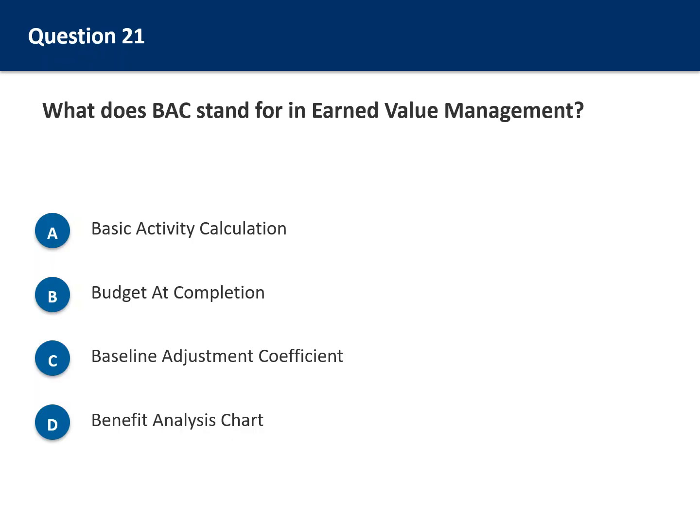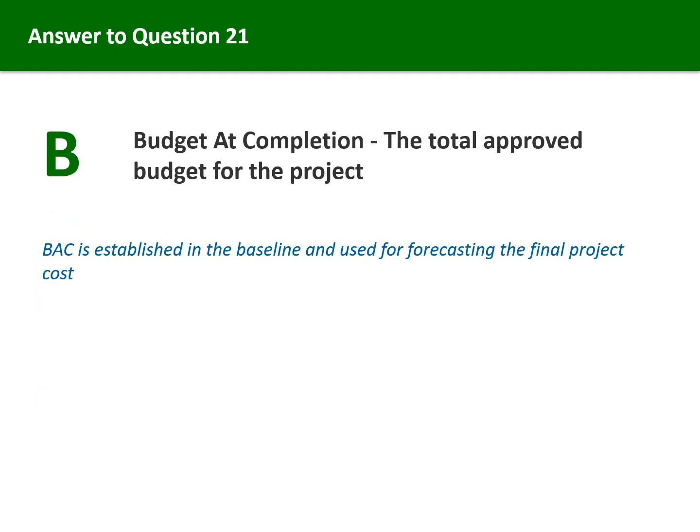Question 21. What does BAC stand for in Earned Value Management? Option A, Basic Activity Calculation. Option B, Budget at Completion. Option C, Baseline Adjustment Coefficient. Option D, Benefit Analysis Chart. This is the total approved budget. The correct answer is B, Budget at Completion.